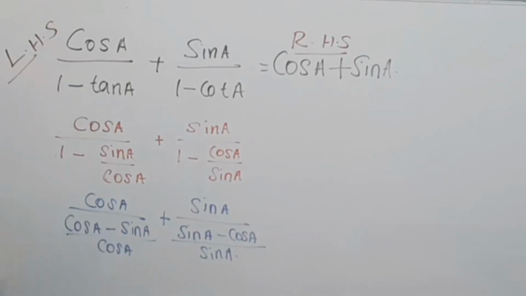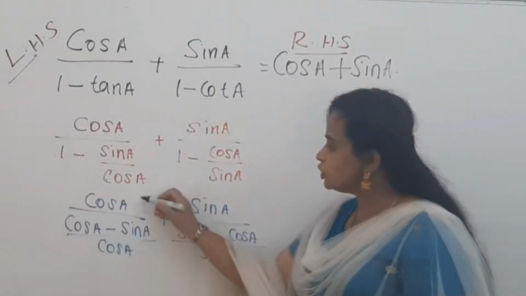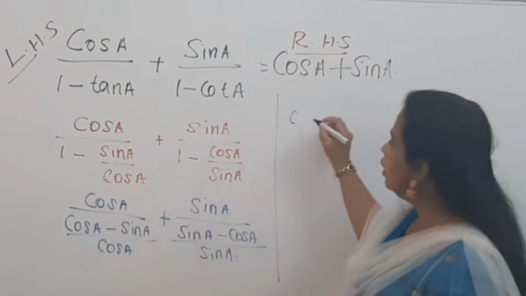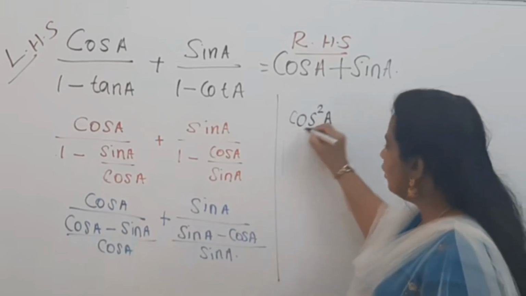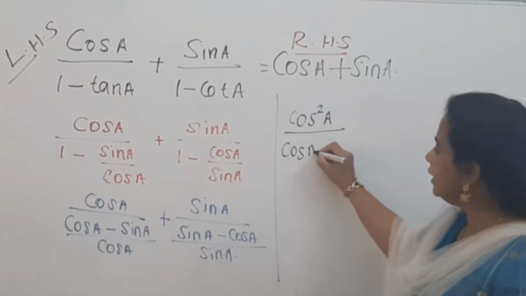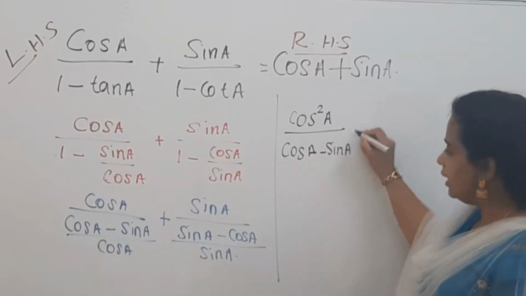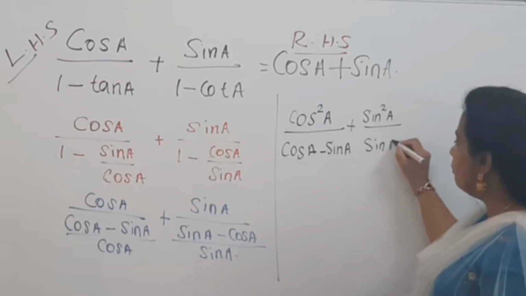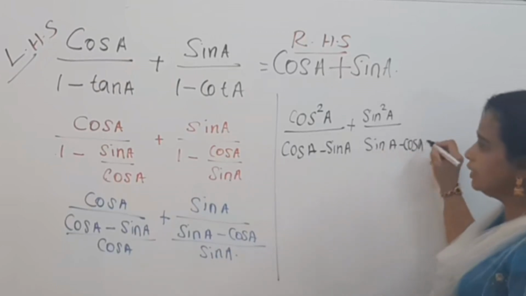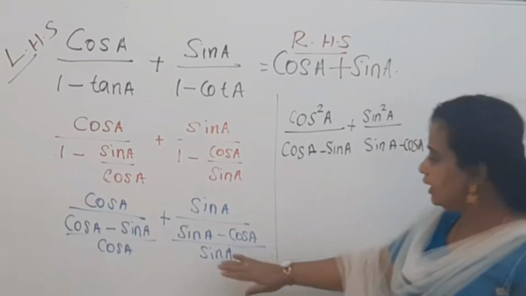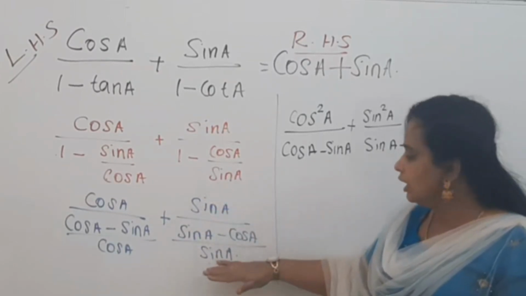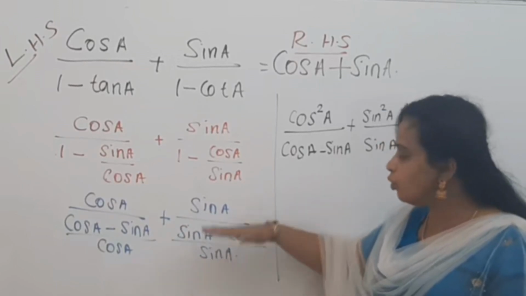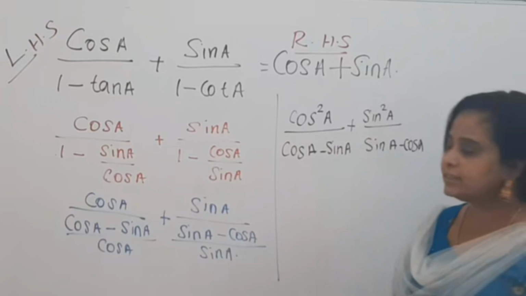I've taken the LCM. Then after taking the LCM, this goes to the top. So my third point is, this goes to the numerator: cos square A divided by cos A minus sin A, plus sin square A divided by sin A minus cos A. Hope you get this point. I've not done anything, just taken the denominator. Why? Because this is divided by sin A, it goes to the numerator: cos square A plus sin square A.